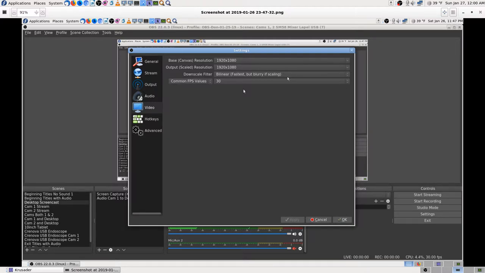So it was probably, and it looks like good, better, and best is what it looks like. So that would be good, I suppose, or okay. It warns you, blurry if scaling. And this is a downscale filter. And this is the base canvas, 1920 by 1440. And see, output scaled resolution. Well, I'm not scaling it. I made it the same. That's what I'm trying to say here.